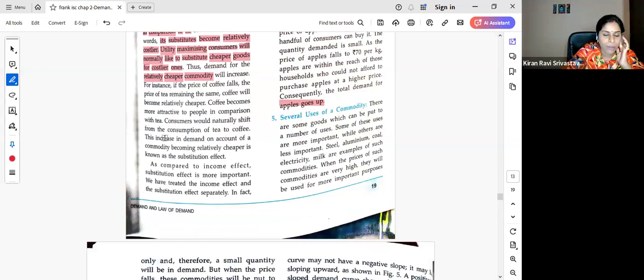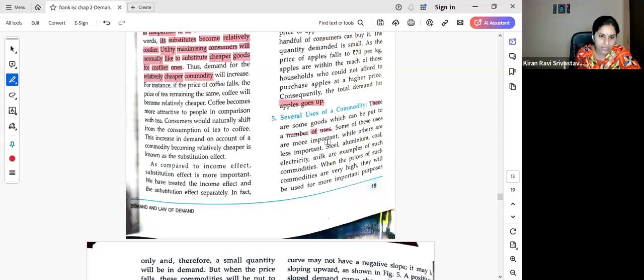Yes, composite demand. That type of demand is called composite demand. So there are some goods which can be put to a number of uses. Some of these are more important while others are less important. For example, the common price of milk is 55 to 60 rupees per liter. And we know that milk has multiple uses. From milk, we can make curd, we can make butter, we can make paneer, we can make sweets, we can make so many things.